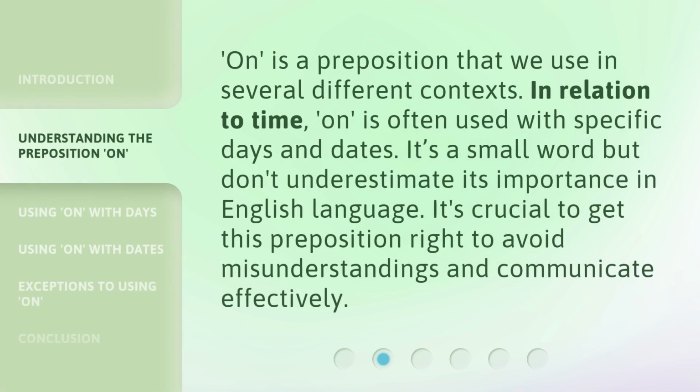On is a preposition that we use in several different contexts. In relation to time, on is often used with specific days and dates. It's a small word, but don't underestimate its importance in English language. It's crucial to get this preposition right to avoid misunderstandings and communicate effectively.